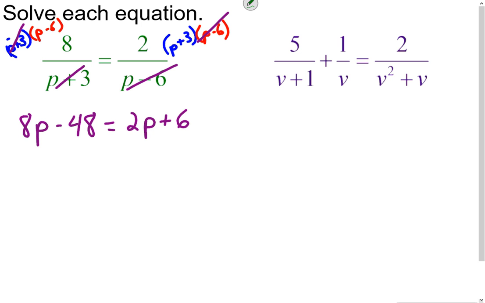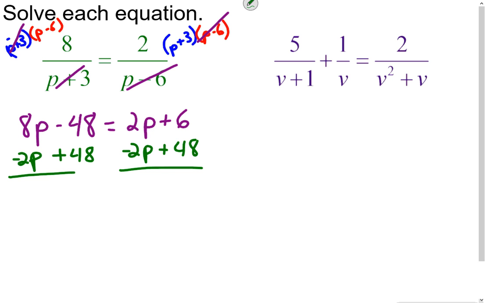So the first thing I would do is I'm going to add 48 to both sides. And I'm going to put two things together at once. I'm going to move all of my constants to the right side, which I've done by adding 48 to both sides. And I'll move all my p's to the left side by subtracting 2p from both sides. Because now I have 6p equal to 54. And then my final step here is going to be to divide by 6. And when I divide by 6, I find out that p equals 9.